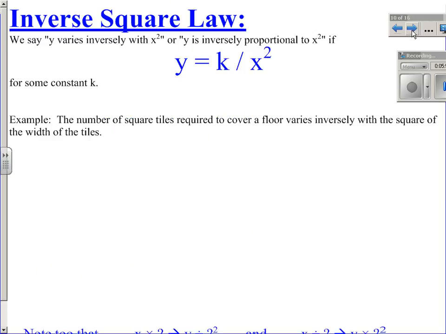Inverse square law. Same idea. When we did inverse variation, we learned that y equals k divided by x. Now for the inverse square law, it's y equals k divided by x squared. I had a bunch of examples on this. I'm going to just do this one, I think, because this one is the easiest.